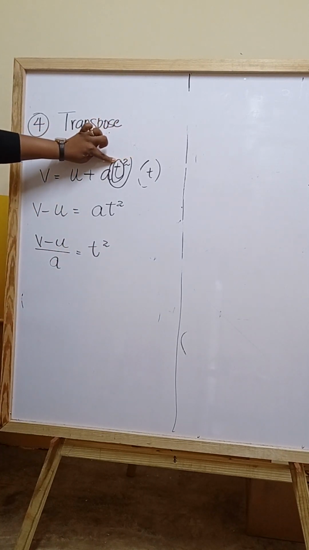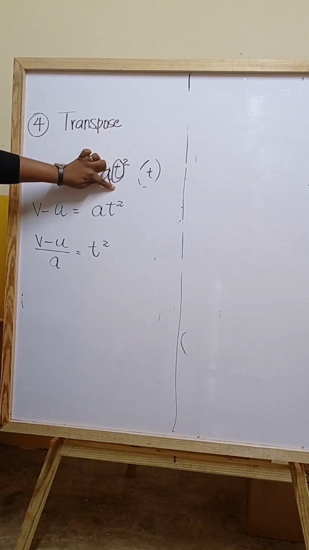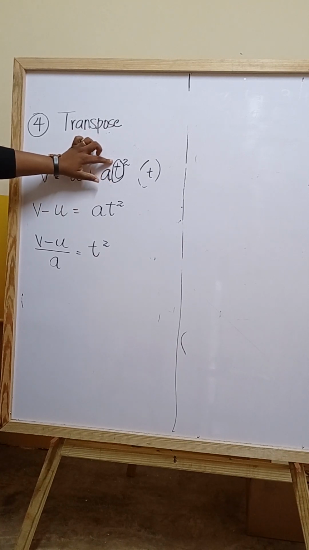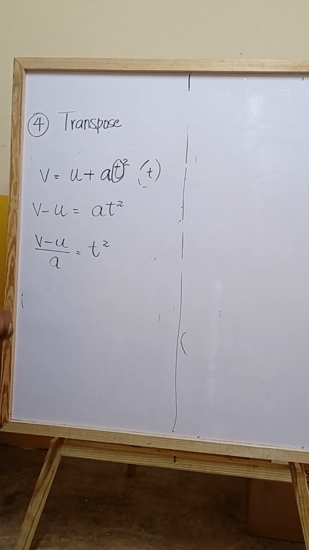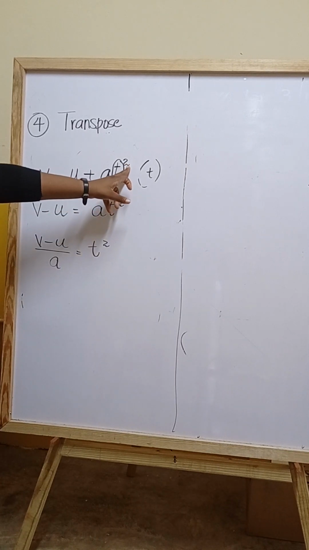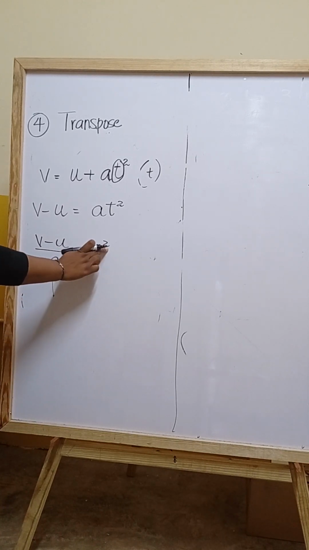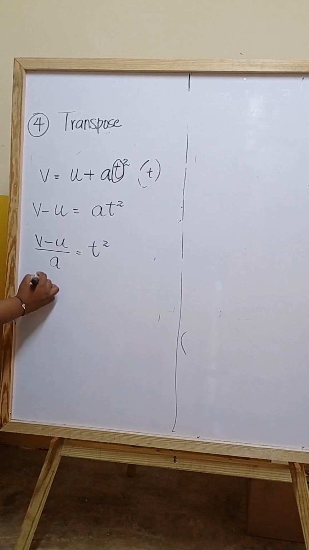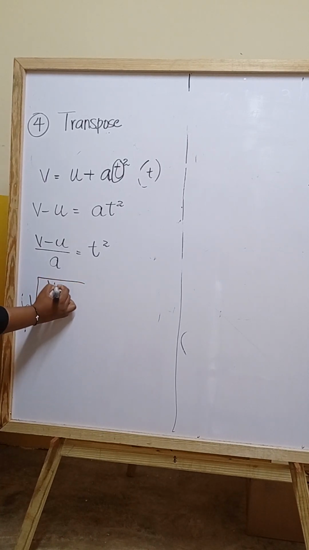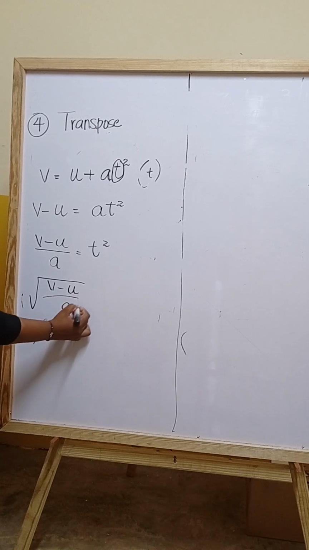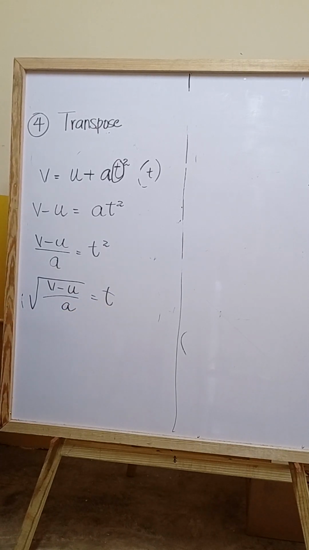Now we are going to eliminate the next skin here. So we are left with the square outside. So we need to eliminate the square from off the t. Remember that the opposite of the square of a number is square root. So in order to eliminate the square, we need to square root all that was on the other side. So we will get the square root of v minus u over a is equal to t. So that is the final answer for this question.